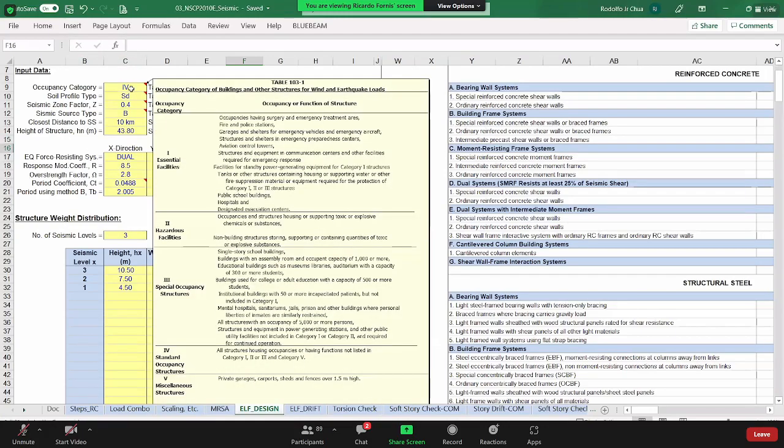The fourth level is the standard occupancy. According to the definition of the code, standard occupancy covers all structures housing occupancies or having functions not listed in category 1, 2, and 3, or 5. For example, condominiums, apartment buildings, commercial buildings, which are common in the city, and malls. So those are considered as... malls could be more than 1,000 perhaps.